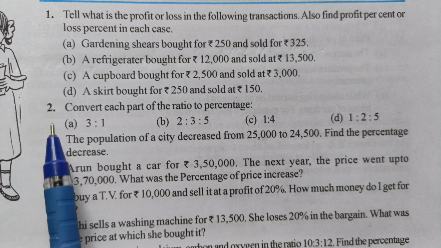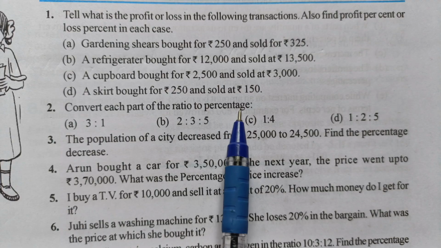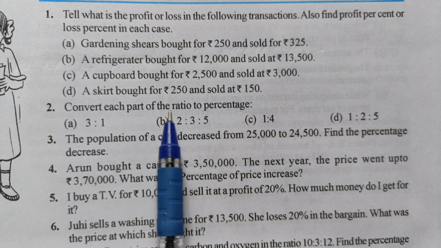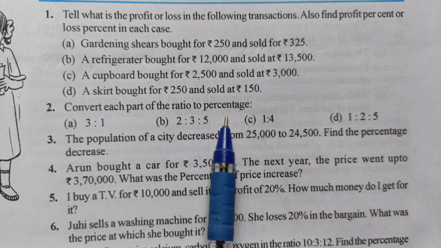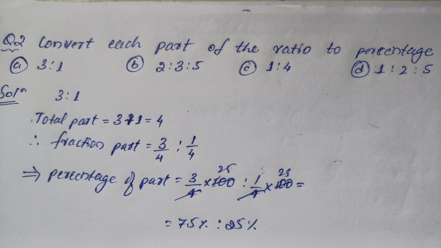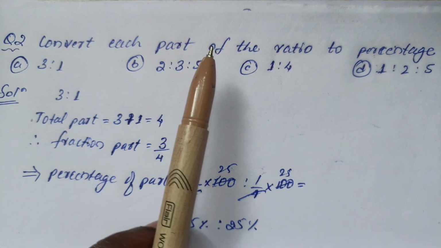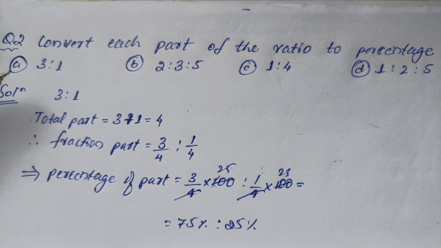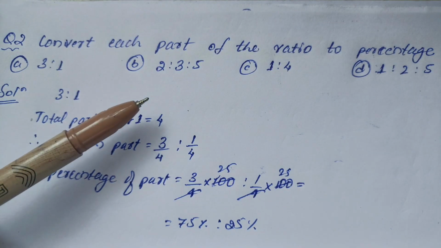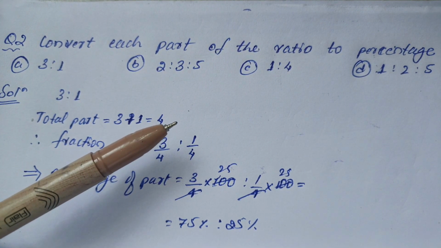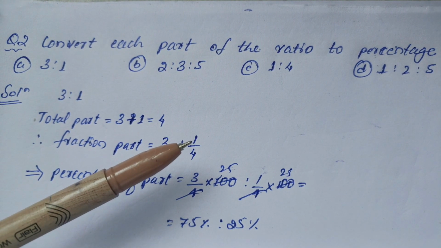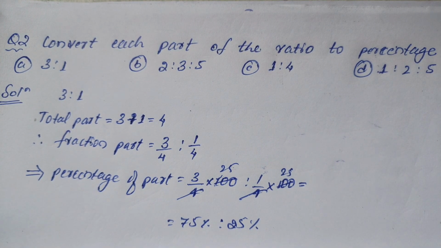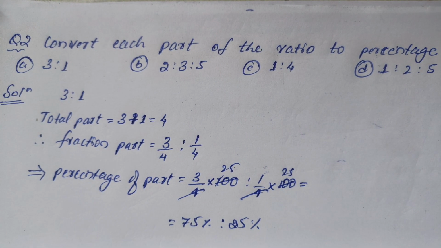Now question number 2. Convert each of the following ratios to percentage. So we need to convert each part of the ratio. Here a ratio is given, we need to convert it to percentage. They have given the ratios 3:1, 2:3:5, 1:4, 1:2:5. So these are the ratios that they have given. So we need to convert these into percentage. How do we convert?